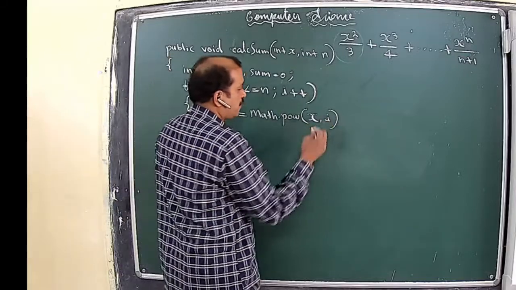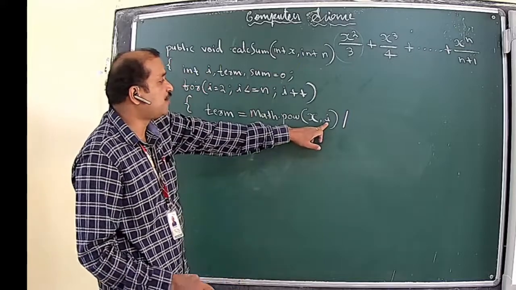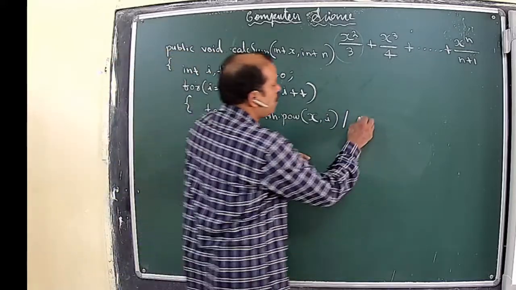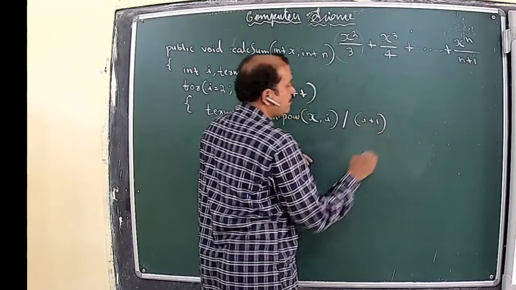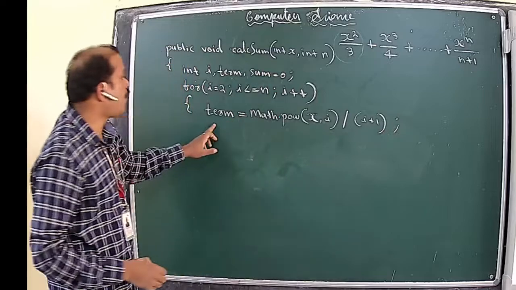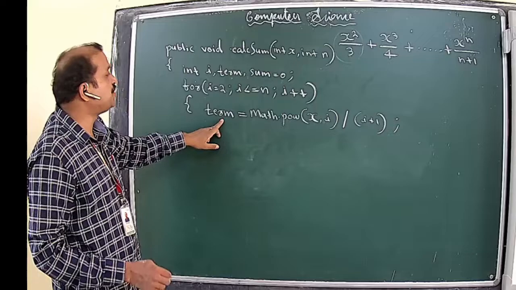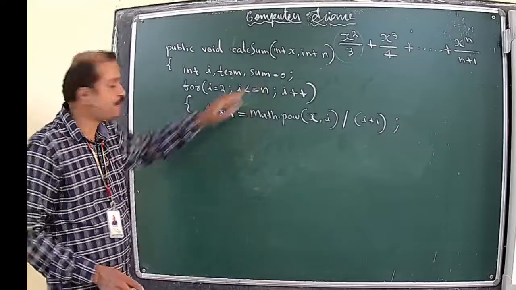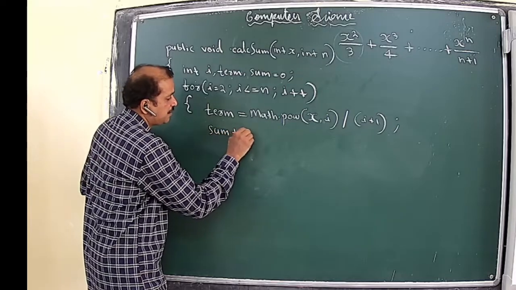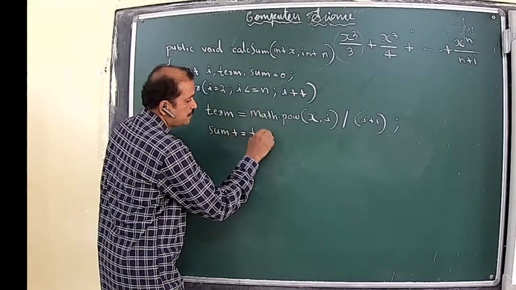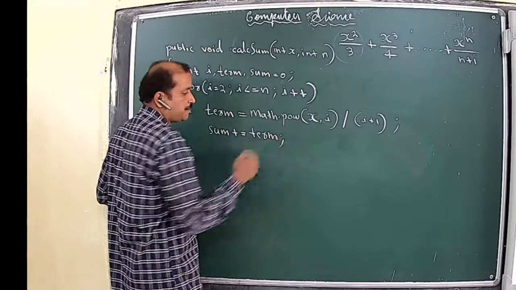Math dot power of x comma y divided by, so since if the value of I is 2, definitely I plus 1 is going to be 3. Now we have found the first term. And now our purpose is to add this term to this variable sum. Now we can write sum plus equal to term.